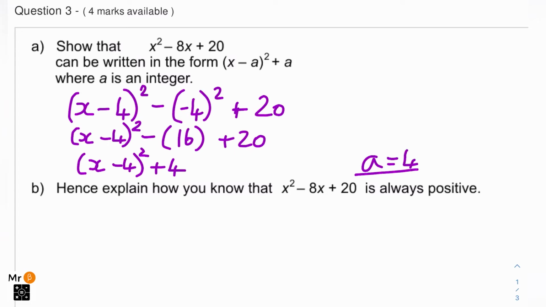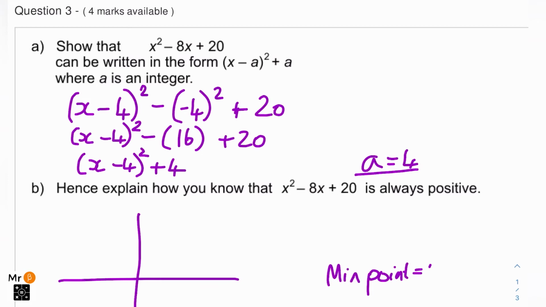Part B asks you to explain how you know that that is always positive. Well, if we drew the graph of this, we know that our minimum point is equal to 4, 4. Our x value comes from the bracket, and we have to make this bracket equal to 0. That will tell us what our x value is. So we've done x minus 4 is equal to 0, so x is 4. And then our y coordinate is just this number at the end, and that stays the same.